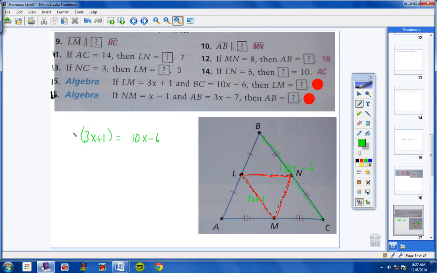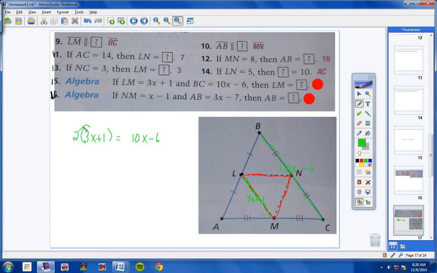and multiply it by what? 2. Because, guys, this segment here is smaller than this side over here. So I take the smaller side, multiply it by 2, because we know, students, that the mid-segment right here is always going to be half of the entire segment over here. So let's go ahead and solve the equation now, and then we can solve for the length of LM. So here we go.